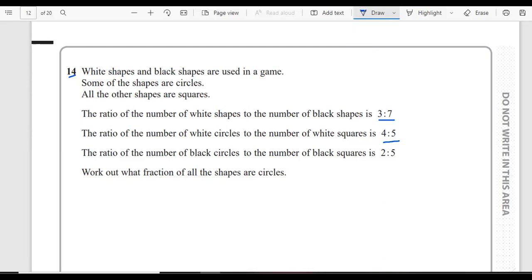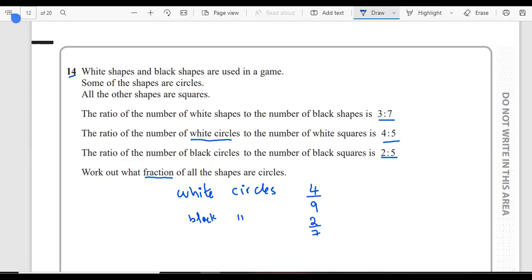No. Okay, look. So you need to understand this question nicely. It says the ratio of the number of white shapes to the number of black shapes is 3:7. Let's keep this ratio on hold for some time and let's talk about the third and second one, right? The second one is for white circles. For white circles, what is the fraction? So the fraction would be not 4 by 5. It would be 4 by 9, right? Yeah. And what about black circles? It would be, yes, Abdullah, it would be 2 out of 7. 2 by 7. Very good.